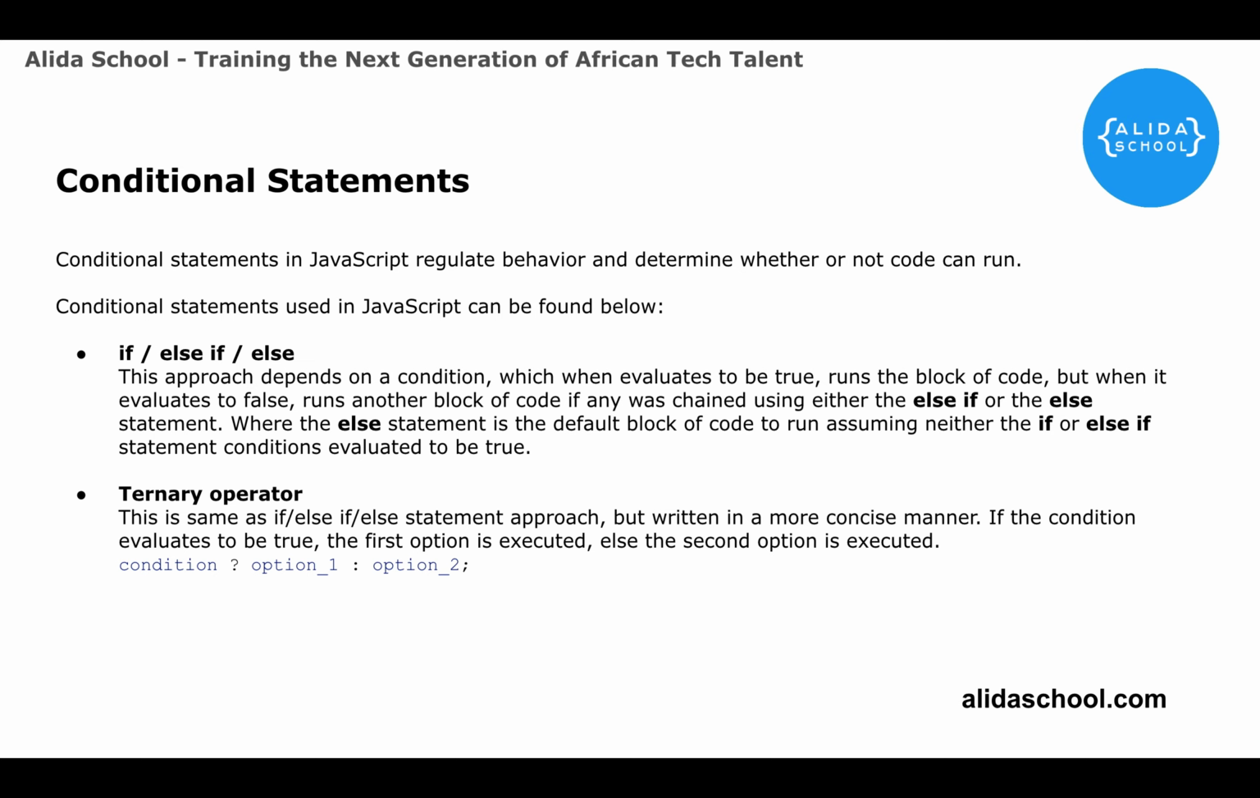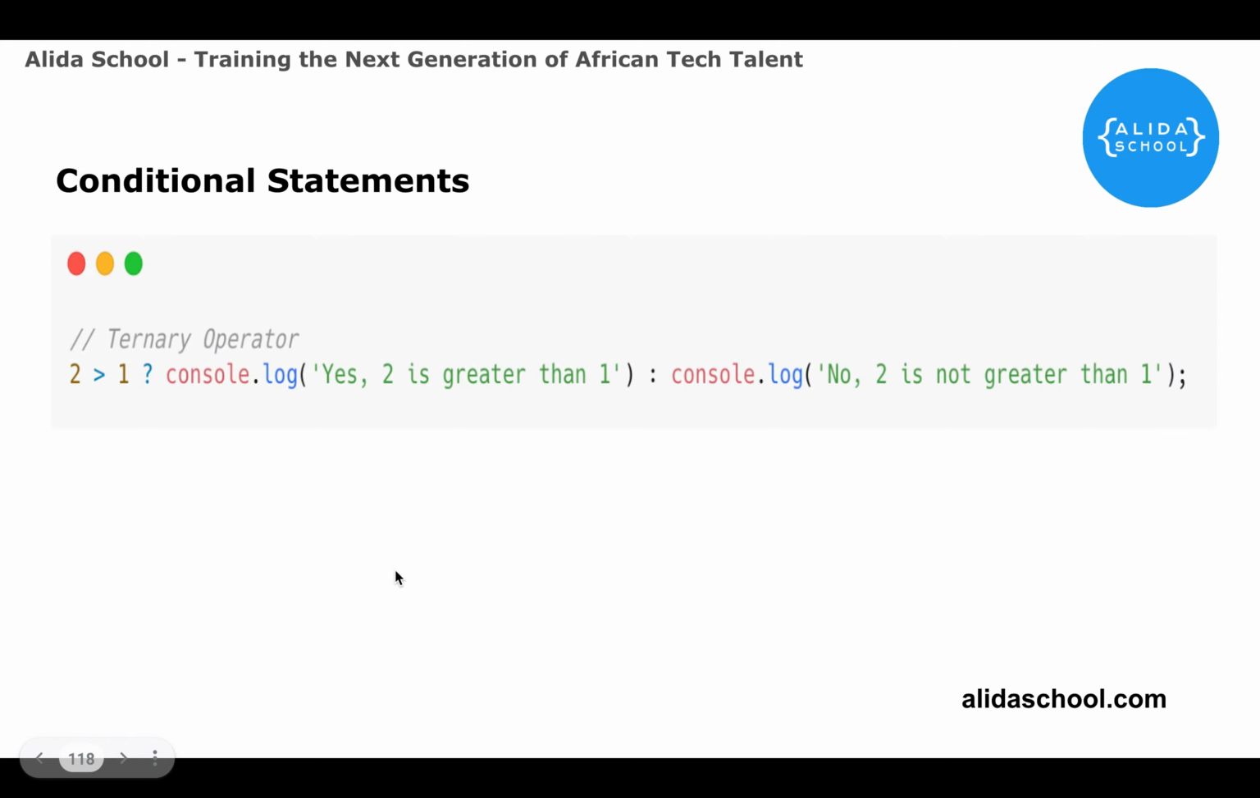Ternary operator. This is the same as if, else statement approach, but written in a more concise manner. If the condition evaluates to be true, the first option is executed, else the second option is executed. This is the default format of how it looks like. The condition starts off first with a question mark, meaning that if the condition evaluates to be true, the first option gets to be run, else the second option gets to be run.